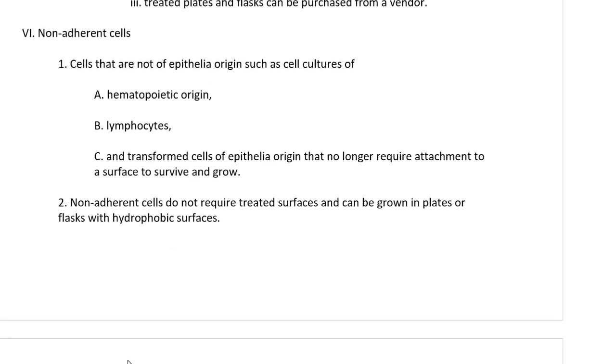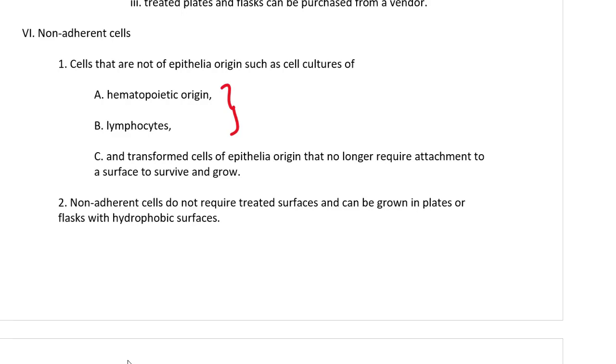Non-adherent cells. Cells that are not of epithelial origin, such as cell cultures of hemopoietic origin, lymphocytes, and transformed cells of epithelial origin that no longer require attachment to a surface to survive and grow. So these two are sort of self-explanatory. These are cells that go through your lymph and the blood, the circulatory system. That's where they live. That's where they survive. They don't need to attach to survive. They will survive just fine on their own.